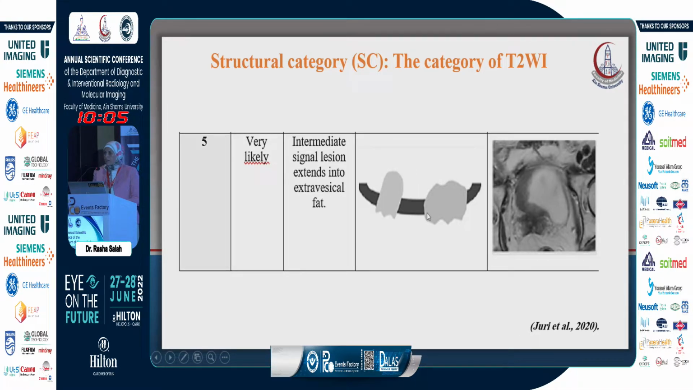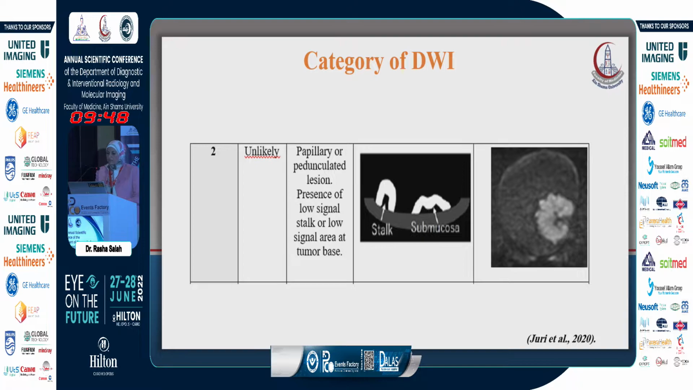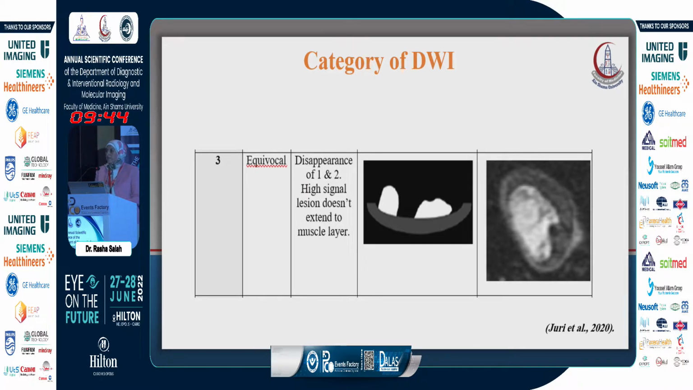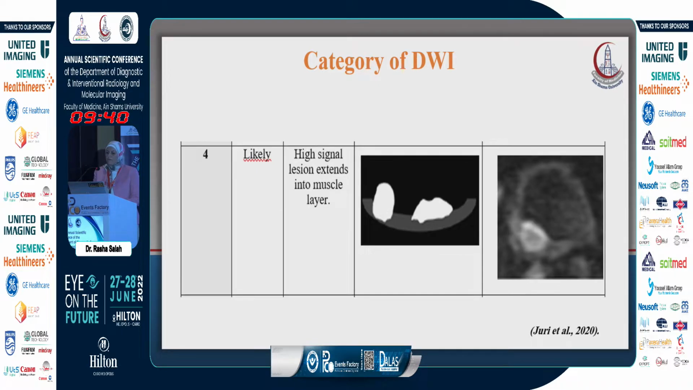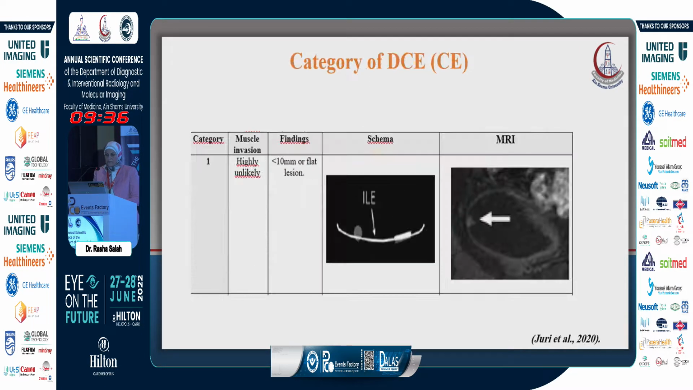But in category 5, there is a true extravesical component located at the perivesical region. As regards the DWI, we also classify these lesions from category 1 to 5, similar to the structural category on the T2. In 1 and 2, they are less likely for muscle invasion, while 3 is a lack of category 1 or 2, and 4 has a likelihood of muscle invasion, while 5 has an extravesical component.